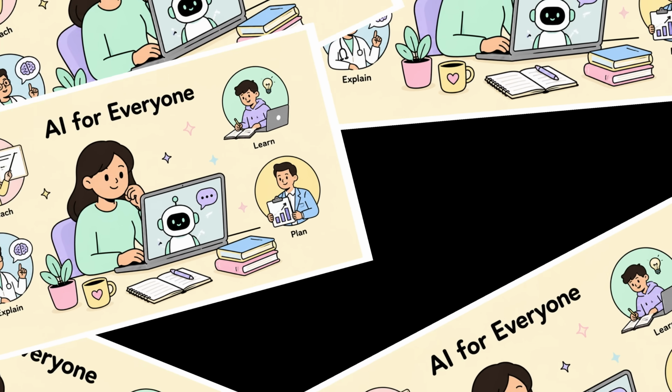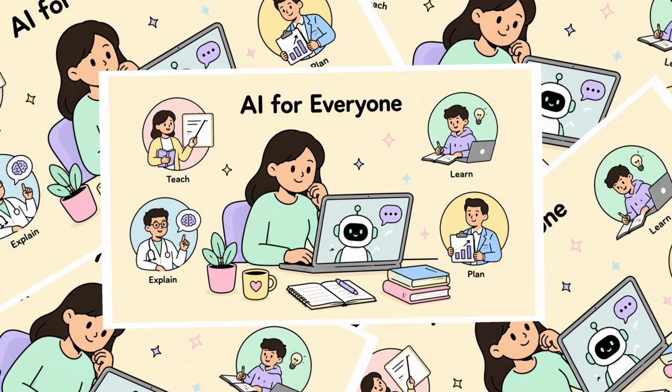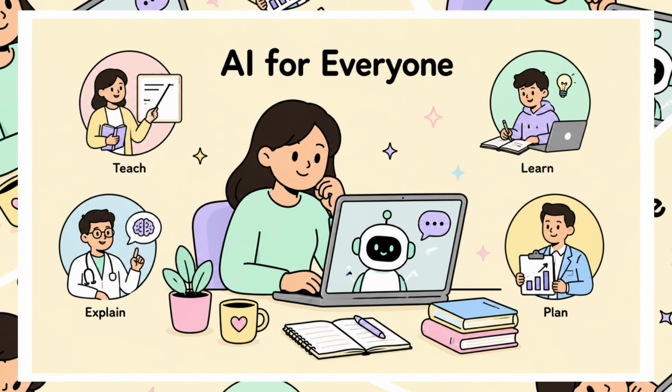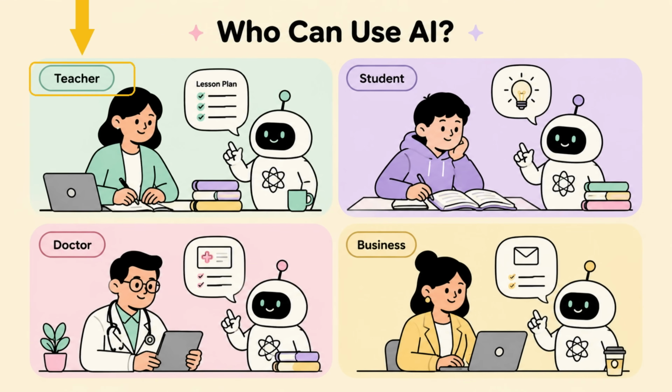You do not need to know coding to use AI well, you just need to know how to explain what you want. Think about it. A teacher can use AI to prepare a lesson. A student can use it to understand a difficult topic. A doctor can organize non confidential notes or explain general health information in simpler language. And a business owner can use it to write emails, explore ideas, or plan content. The tool may be the same, but the results can be completely different. Why? Because AI works with the instructions you give it.